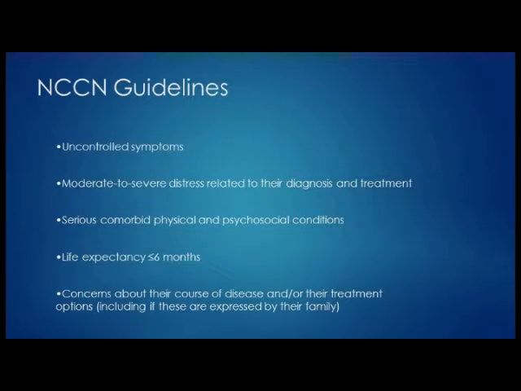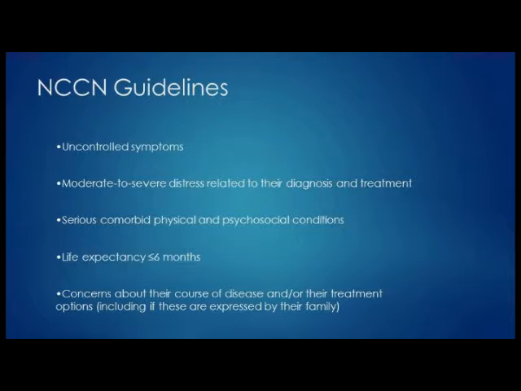So the NCCN has provided a list of guidelines which include recommendations pertaining to palliative care specifically. NCCN guidelines are actually what we look to as oncologists for different types of cancers in terms of recommendations for treatment. And so I looked at the NCCN guidelines specifically for palliative care, and they include patients with uncontrolled symptoms, such as pain and GI symptoms.